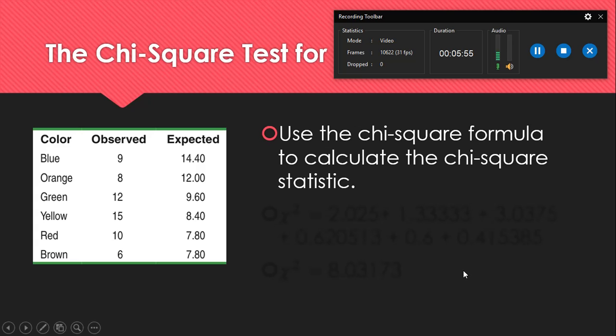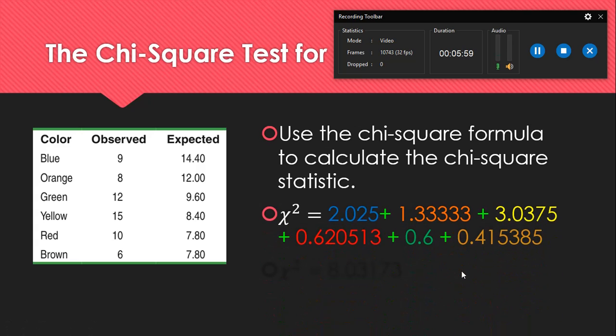So moving along to our decimal equivalents for each of the colors, and again, they're color coded. So remember, the bigger the decimal value, the more it's contributing to that chi-square value. And I have chi-square at 8.03173. So is this large enough to show us that the proportions could be different than claimed?